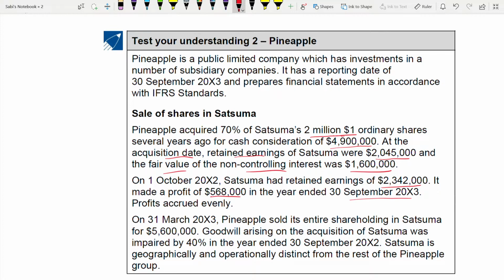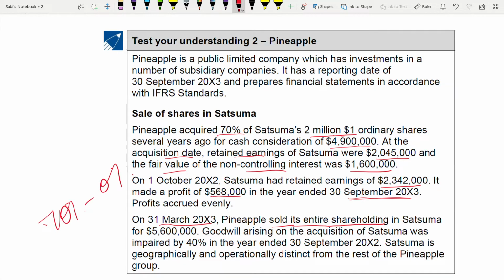And on 31st March 2003, they sold their entire shareholding. This is very important. Sold its entire shareholding means what? They entirely sold this 70% completely. That means now they'll be having zero, right? But you have to see the date when they are selling it. It is on 31st March 2003. Okay, the year end is 30th September 2003. So from 31st March 2003 until 30th September 2003, it will be no longer a subsidiary. Why? Entirely selling. It will become from 70 to 0.